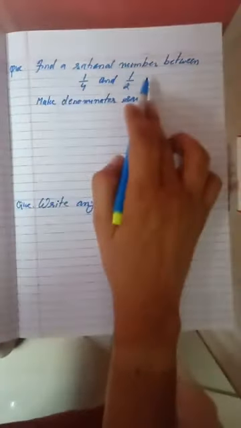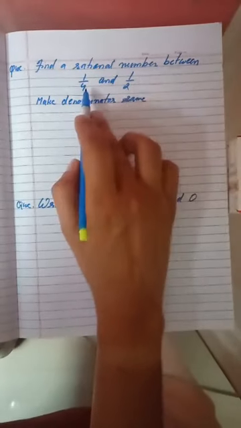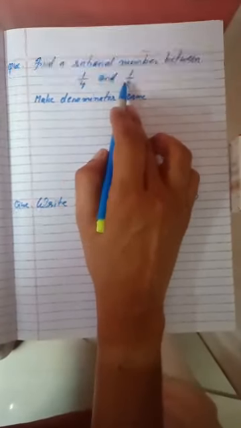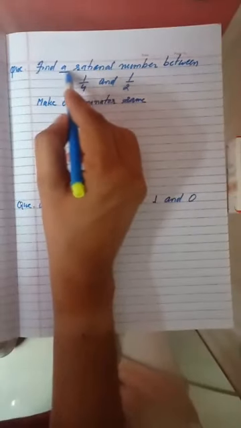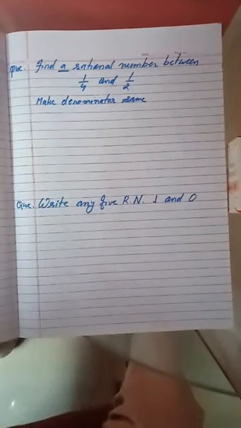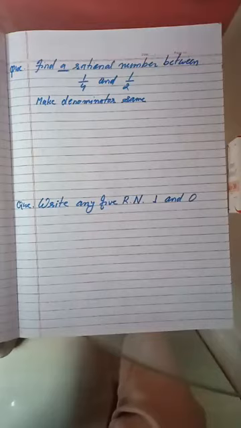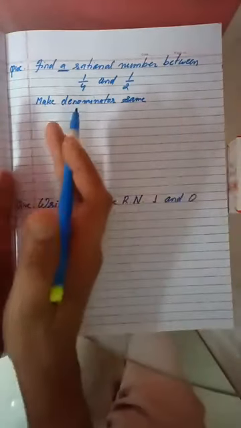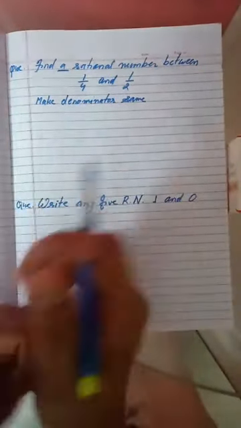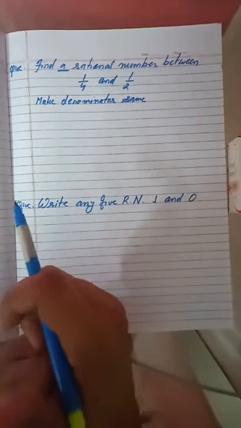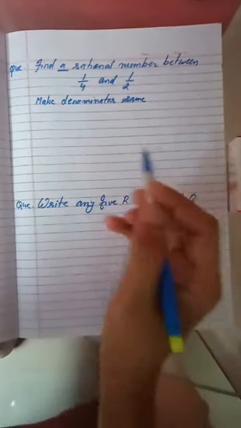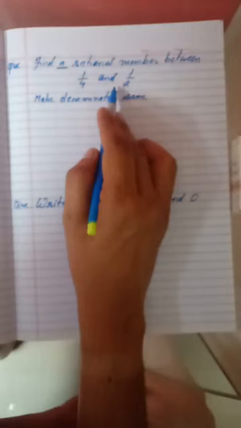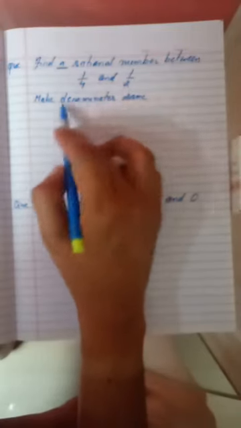Find a rational number between 1 upon 4 and 1 upon 2. How many rational numbers do you have to find out? 1. For one rational number you can find out the mean of these both numbers, and you can find it by making the denominator same. Both you can do, but whenever you find a mean of two rational numbers, maybe you make some mistakes, so we have to go for the same denominator.